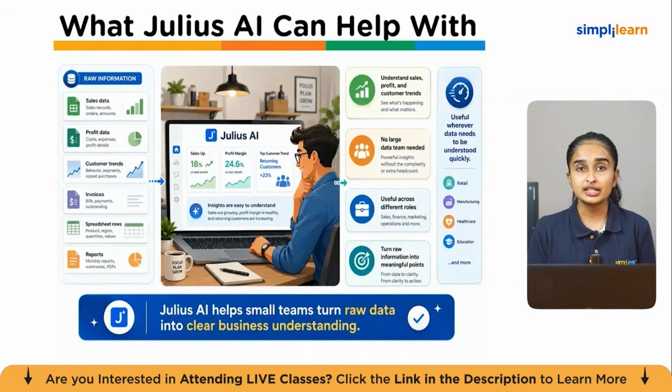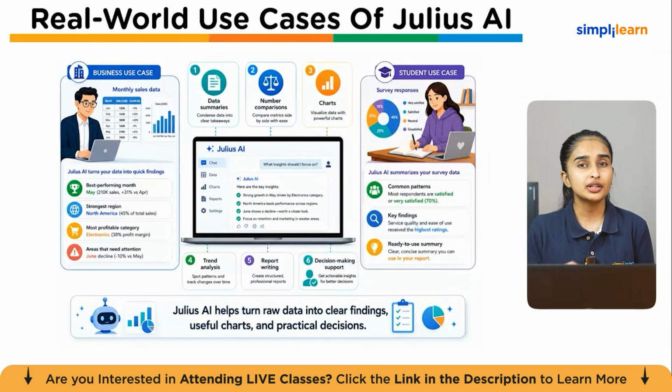So now that we know what Julius AI can help with, let's move on to understand how it fits in the real workplace situation. Now let's try to connect it to real-world use cases. The first use case is sales analysis. A company can use Julius AI to understand which region has the highest revenue, which product category is performing well, and which customer group brings more value.